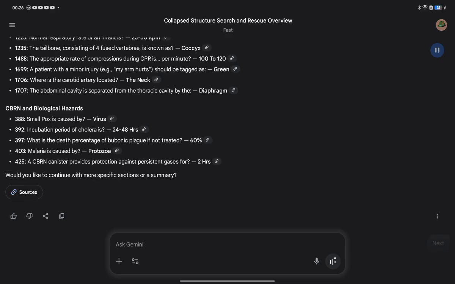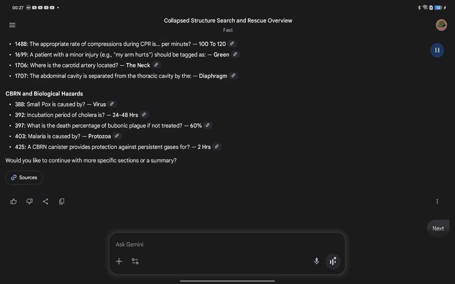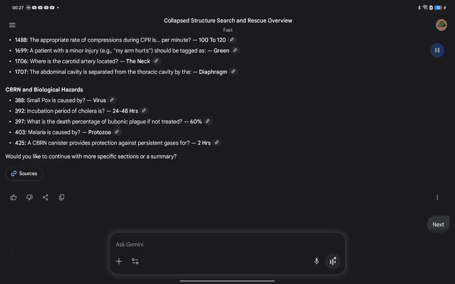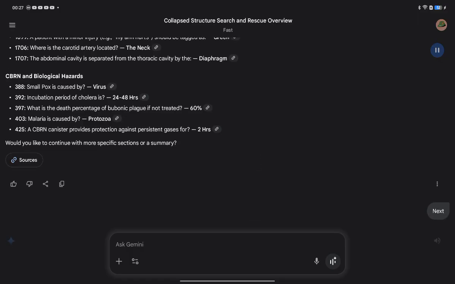1235. The tailbone, consisting of 4 fused vertebrae, is known as coccyx. 1488. The appropriate rate of compressions during CPR is, per minute, 100 to 120. 1699. A patient with a minor injury, e.g., my arm hurts, should be tagged as green. 1706. Where is the carotid artery located? The neck.